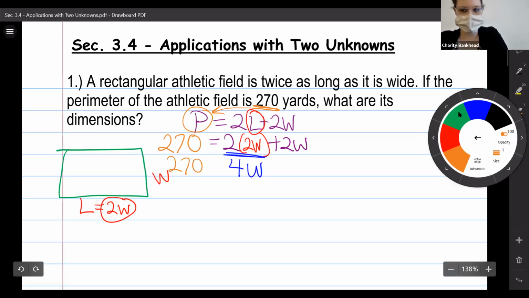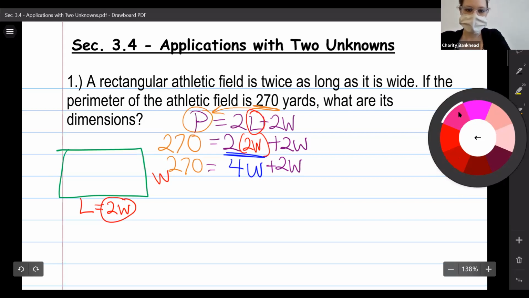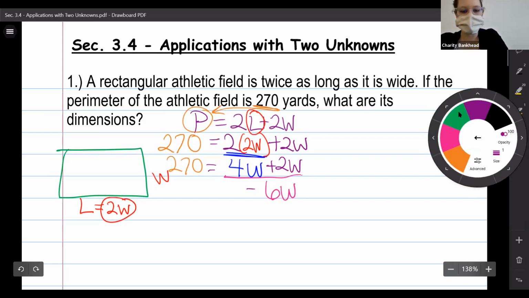So 270 equals 4W plus 2W. And then we can combine the like terms. 4W plus 2W equals 6W. So 270 equals 6W. And then we can just divide both sides by 6.